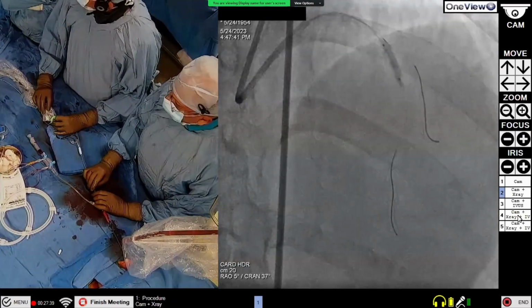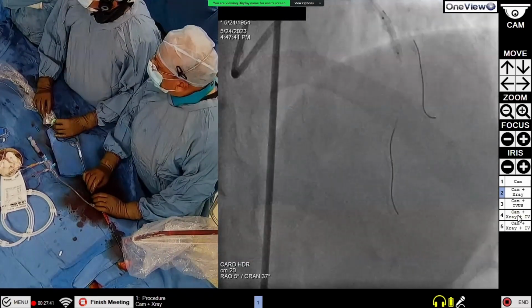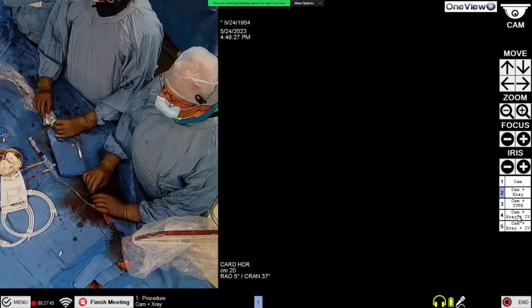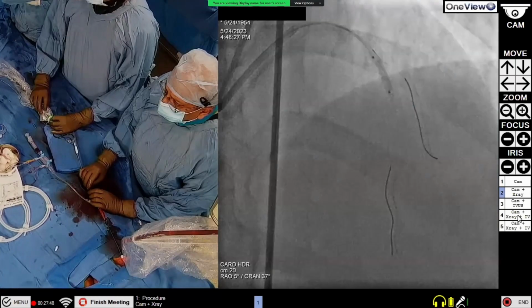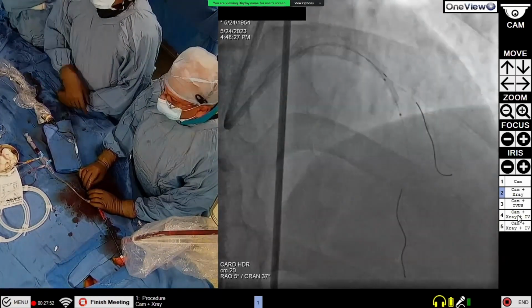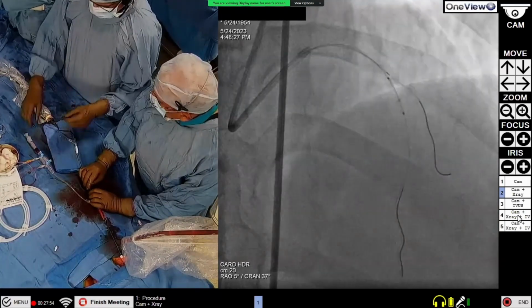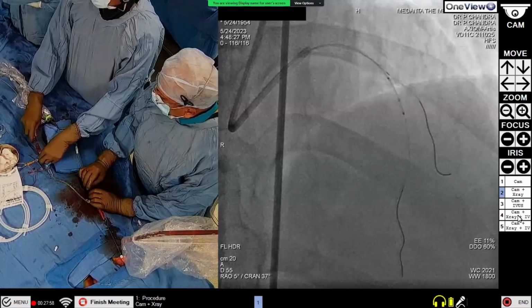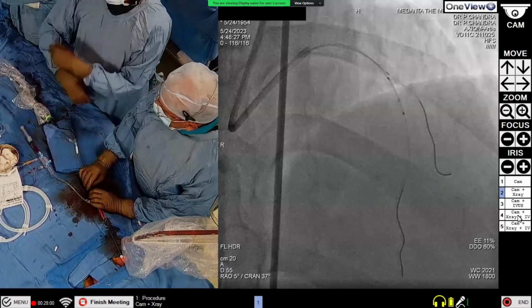So next set of pulses. 67, 66, 65. So there is still some dog-boning at the bifurcation. Okay, deflate. We have to give him some time to breathe. Circulation of the LED is important.